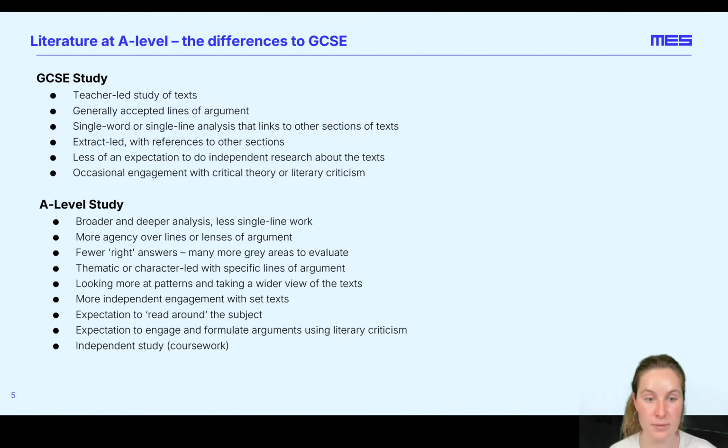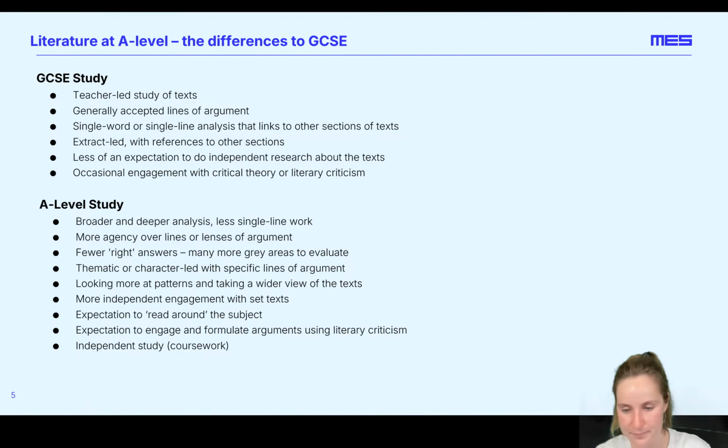Here in A-level, there's very often no extract at all. And so there's not the same focus on one place in the text, but rather using one place in the text to talk about the whole text. And in each paragraph that you write, it's likely you're going to talk about many different places in the text all at once.